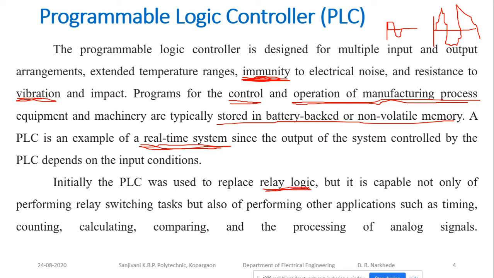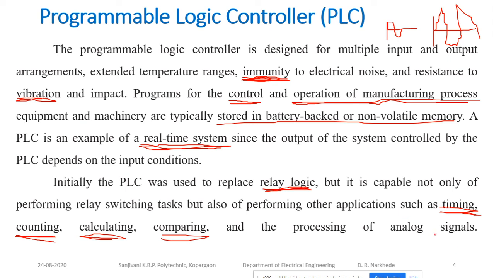But when these PLCs were invented, they not only replaced the relay logic, they also provided certain other advantages. What are those? They are capable not only of switching the relay task but also of performing other activities such as timing. The PLCs can provide the internal timer, time delay. They can be used for counting, say jobs which are going to be completed within a period of time. Then they are used for calculating, comparing, and other processing of analog signals.